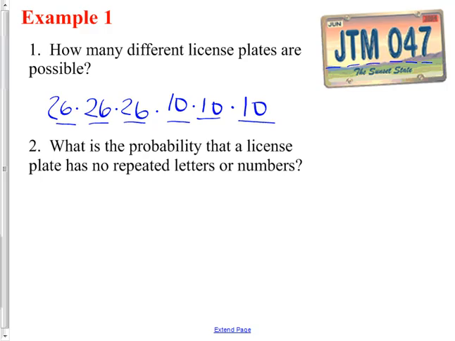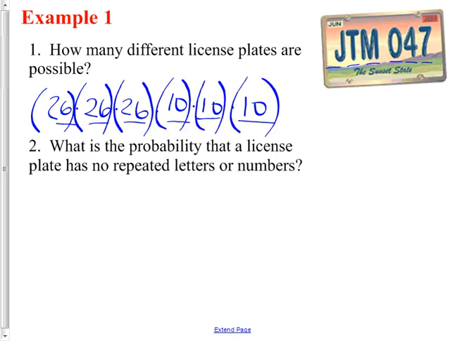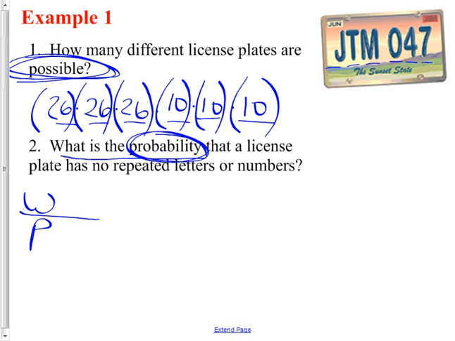All right, so on this problem, number 1, I would have used blanks. I would have said there was 26 choices for each of the letters, and then 10 choices for each of the numbers, and you multiply it all together, gives you your great big answer. What is the probability, now this is an important word here, that license plate has no repeated letters or numbers? All right, do you remember the probability is what you want over what's possible? I'm going to call it W over P. It's what you want over what's possible. We just figured out all the different license plates that are possible. It's that big beast of a thing. Did anybody actually figure out what it was? What was it?